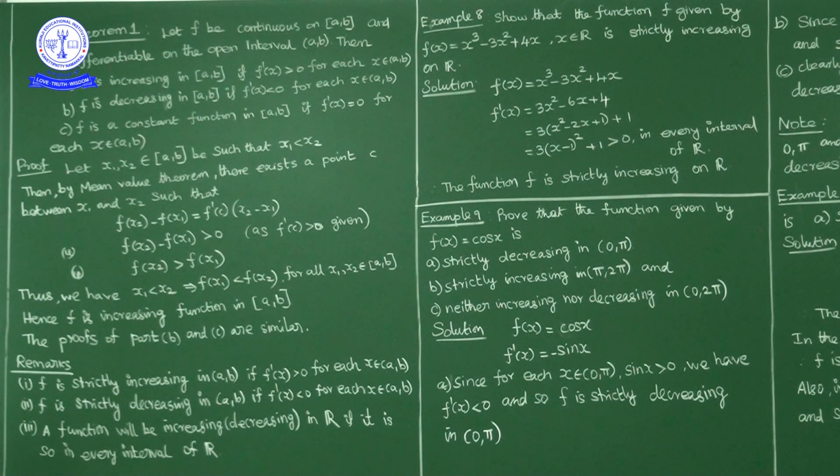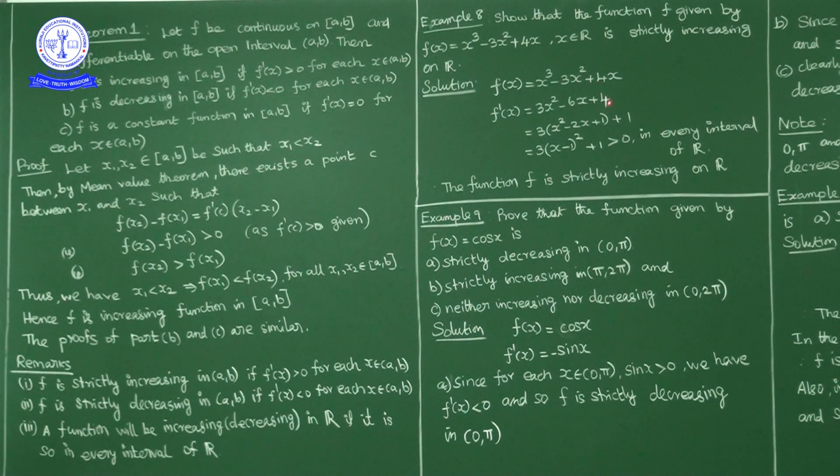Given the function f of x equal to x cube minus 3x square plus 4x. To prove that the function is increasing, we have to prove that f dash of x is positive. f dash of x is equal to x cube derivative 3x square, minus 3 into x square derivative 2x, so minus 6x, plus 4x derivative 4.